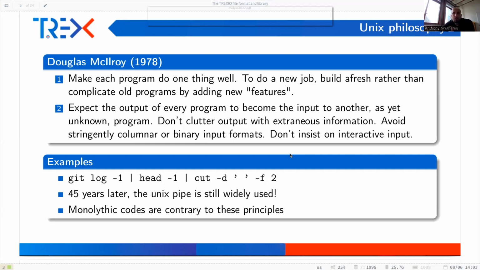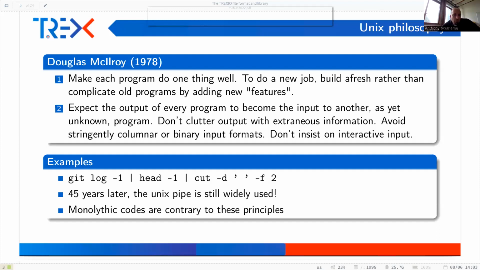We see composition appearing here, because if the output of a program can be the input of another one, then it means that they have the same type. They can be plugged into each other. And here also, Douglas McIlroy says, avoid binary input formats. We'll see later on why they have these motivations. But in Unix, they focus on text formats.